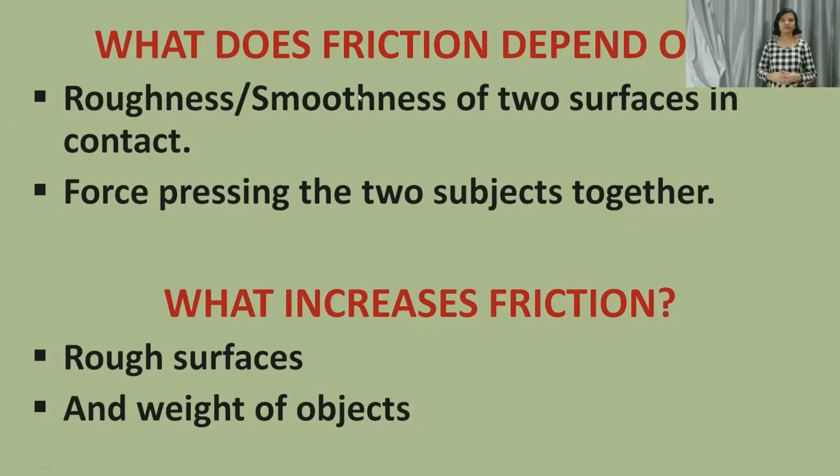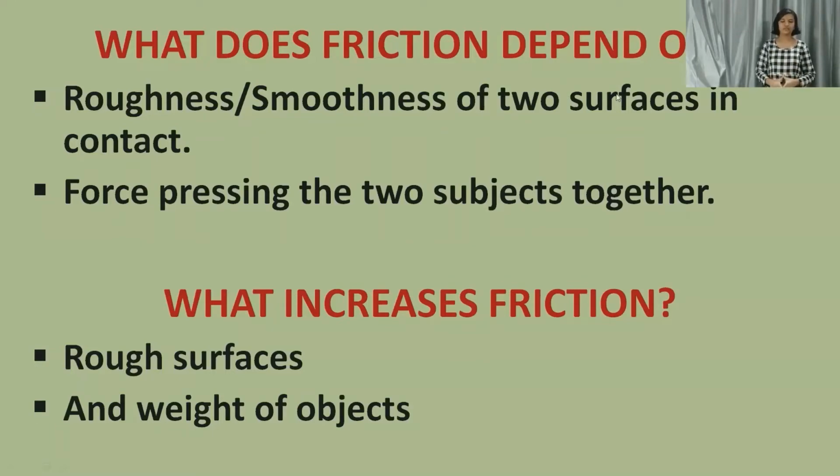Now let us see what friction depends upon. Friction depends on the roughness or smoothness of the two surfaces which are in contact with each other, or on the force which is pressing the two objects together. This means that the friction will be greater if the surface is rough, and if the force pressing the two objects together is great, then the force of friction between them will also be greater.